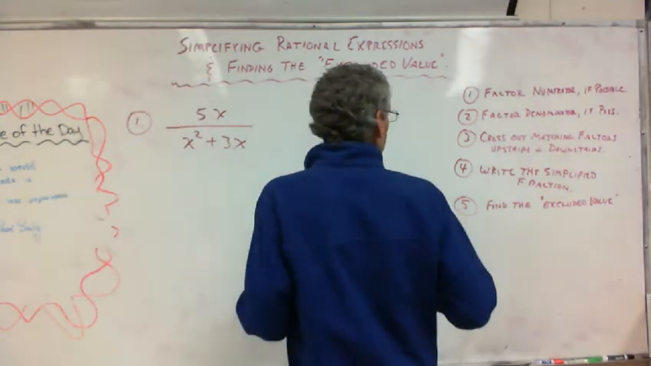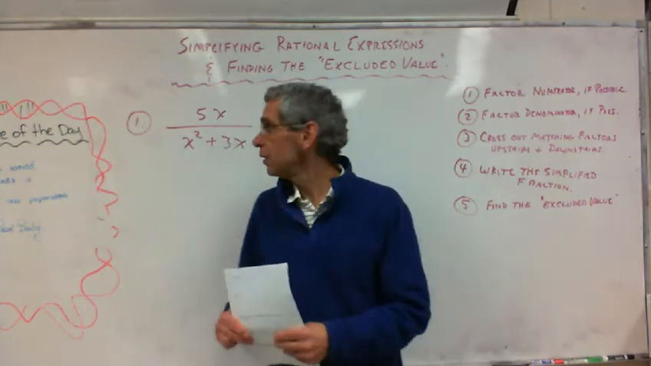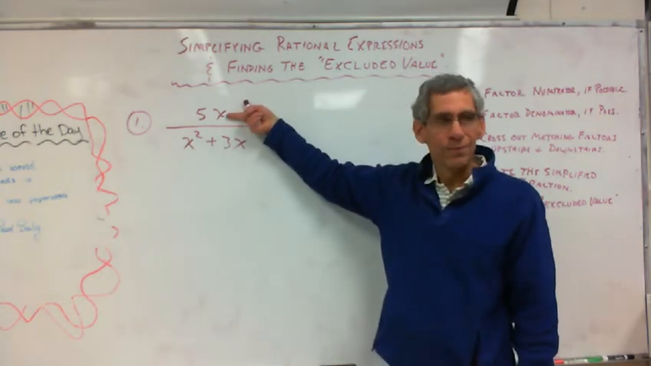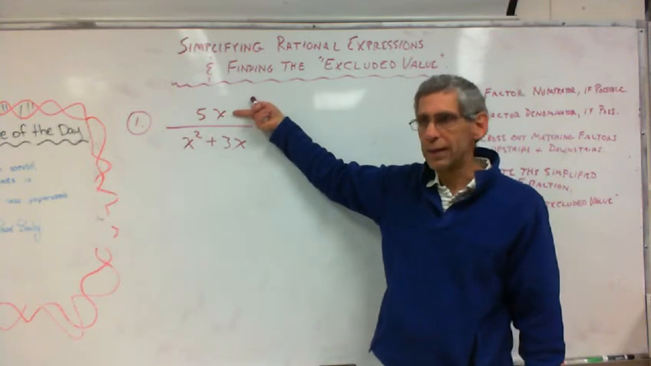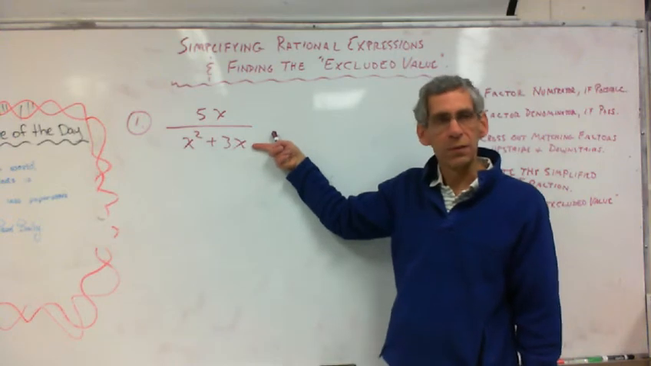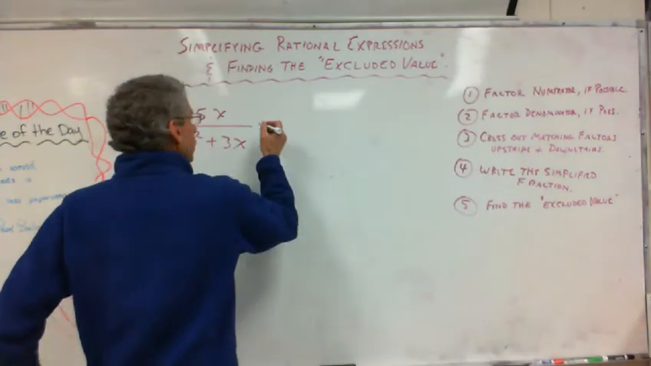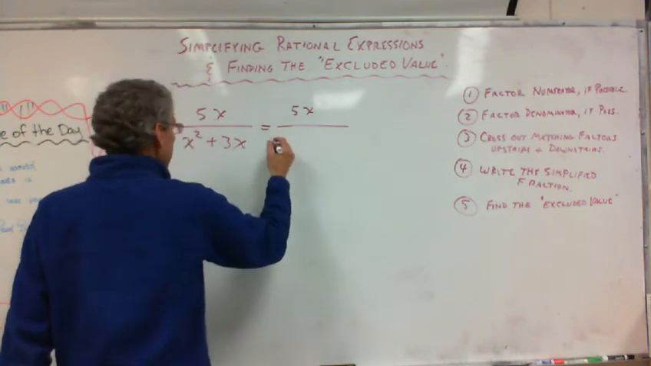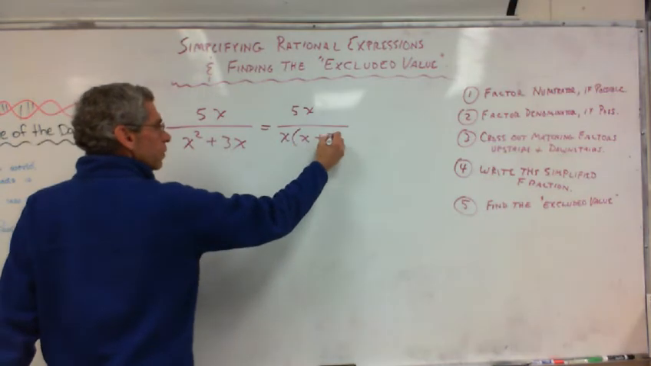But okay, so let's look at this. Let's follow these steps as we do these. Can I factor 5x? No, it's just 5 times x. There's no greatest common factor. I can't pull anything out. Can I factor the denominator? I can factor out an x. So I'm going to put 5x up here, and down here I'm going to put x, parenthesis, x plus 3. You agree with me?